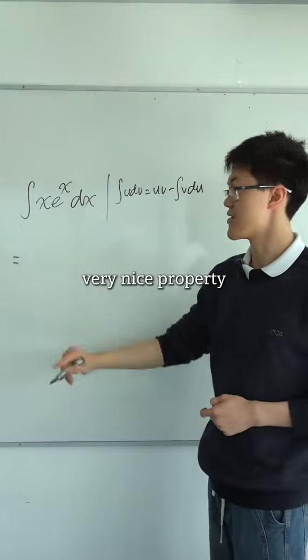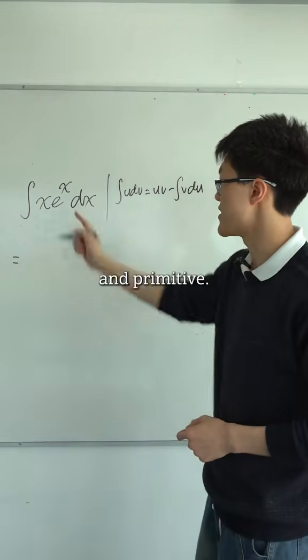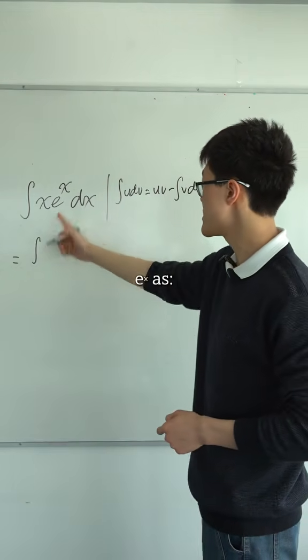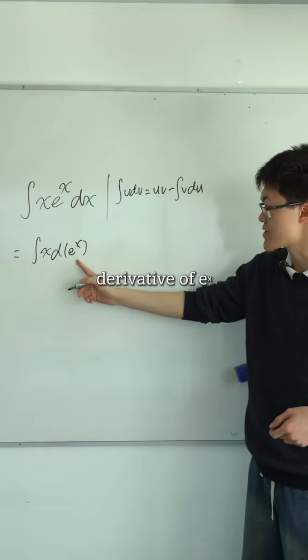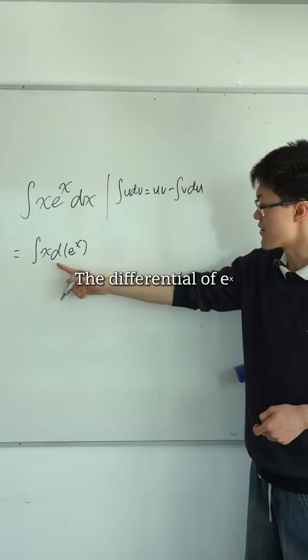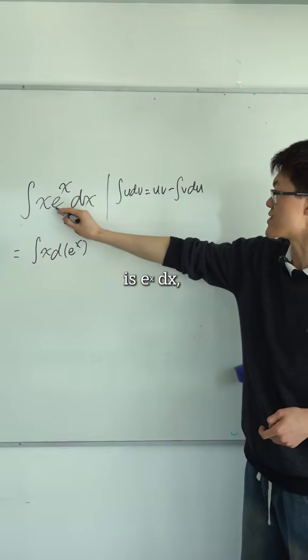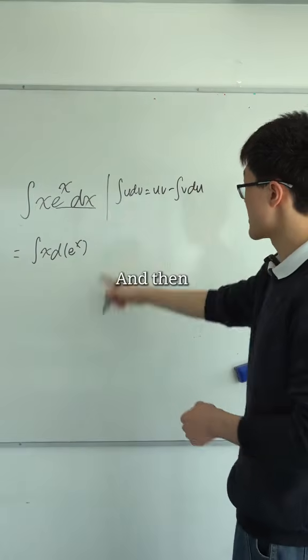Because e to the x has a very nice property of being its own derivative and primitive, I can rewrite this e to the x as d(e to the x). Because the derivative of e to the x with respect to x is e to the x. The differential of e to the x is e to the x dx, which is this part of the integral. And then I just apply this formula.